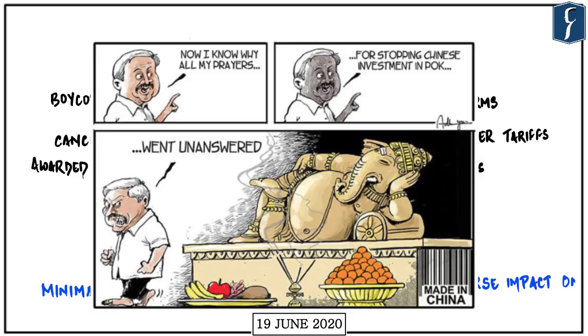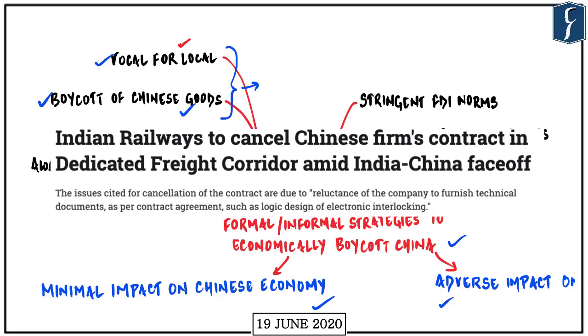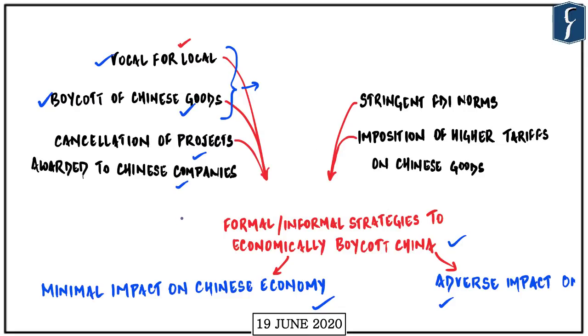So one way to inflict harm on the Chinese economy is to boycott these Chinese goods and instead promote domestic manufacturing. So both these steps, if successful, will lead to a thriving Indian manufacturing sector. Then comes the cancellation of projects which were earlier awarded to Chinese companies. For example, recently the Dedicated Freight Corridor Corporation cancelled the signaling project which was earlier awarded to a Chinese company. And since then, there has been a growing chorus to cancel the projects that have been awarded to Chinese companies.